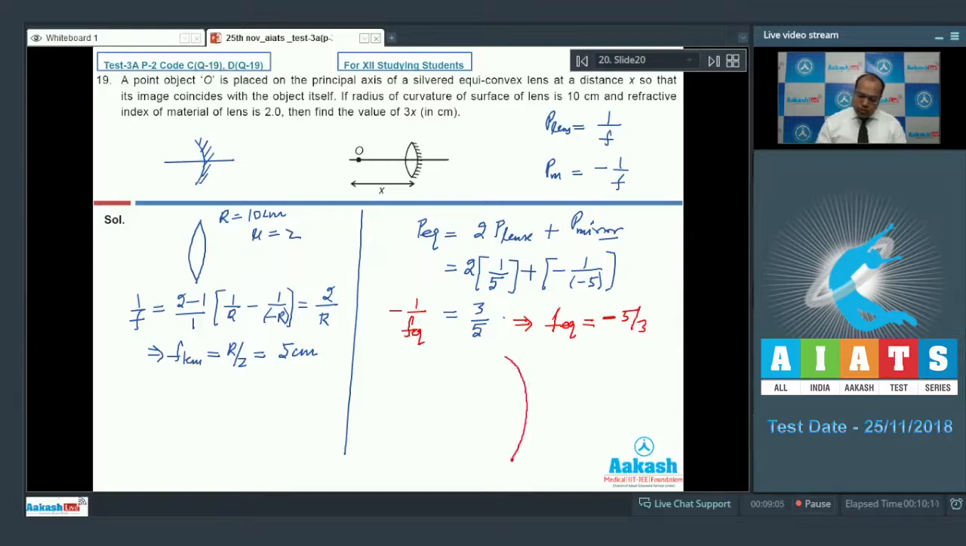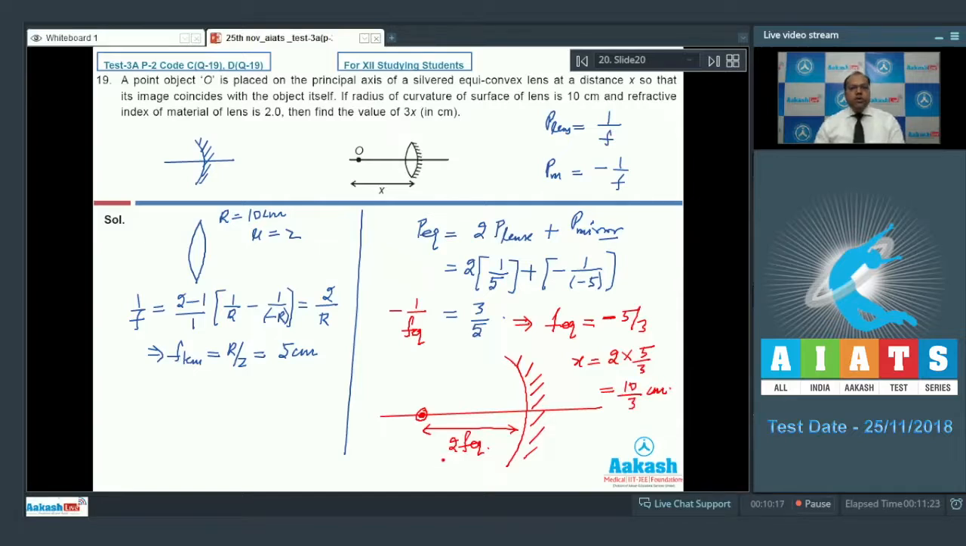So suppose this is my equivalent concave mirror, and this is the object, and it is given in the question that the image coincides with the object itself. So in order for this to happen, the object must be kept at the center of curvature of the equivalent concave mirror. So I can say that this is equal to 2 times f equivalent. So the value of x is equal to 2 times f equivalent, that is 5 by 3. So it is equal to 10 by 3 centimeter.